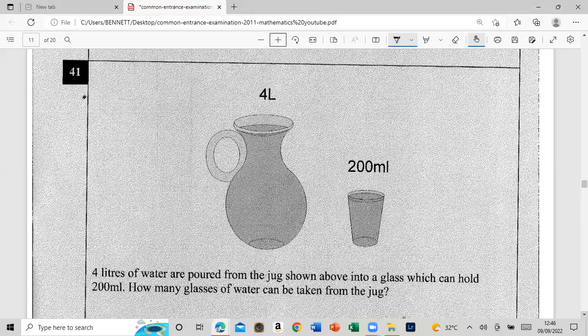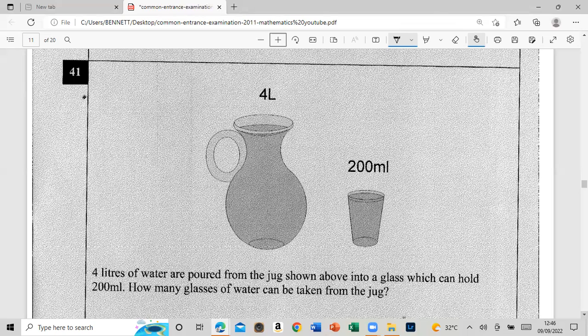Alright, let's look at 41. 4 liters of water are poured from the jug shown above into a glass which can hold 200 milliliters. How many glasses of water can be taken from the jug? Alright, so this is a very nice question. So 1 liter takes 1000 milliliters.